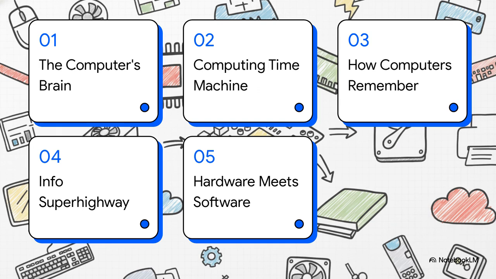And to do that, let's take a quick look at our roadmap for this explainer. We're going to treat the computer like a living organism as we cover 5 key areas: the computer's brain, the computing time machine, how computers remember, the information superhighway, and finally, where hardware meets software.